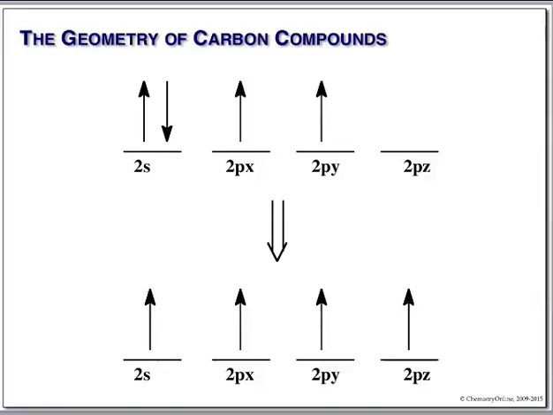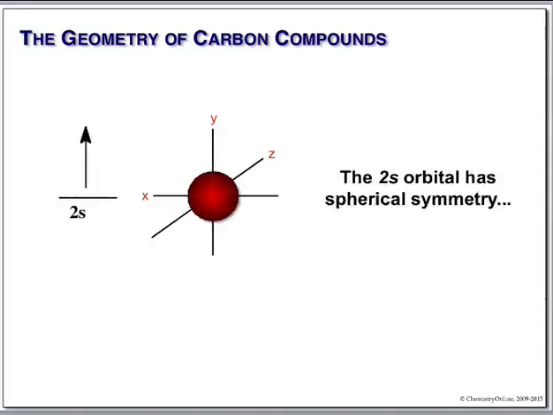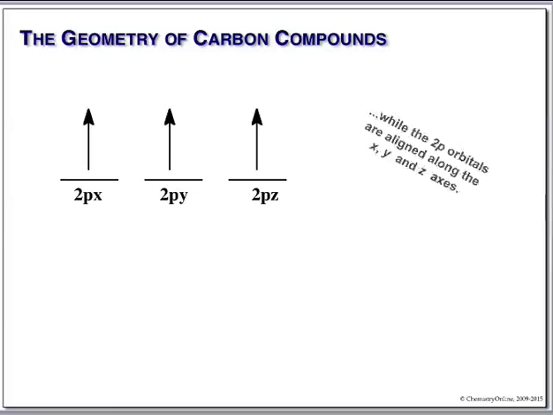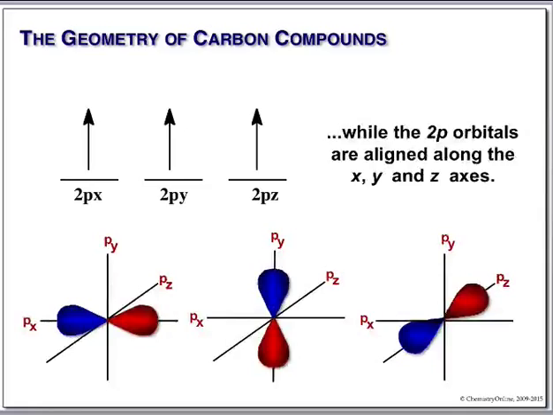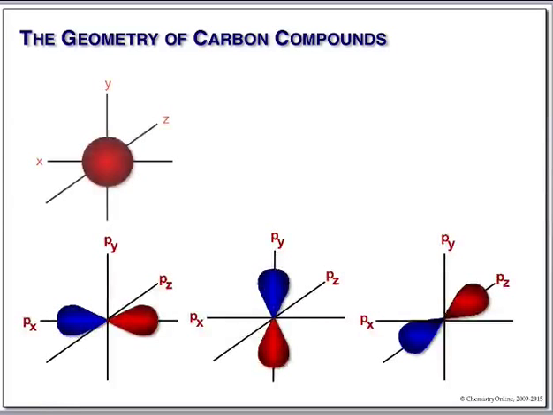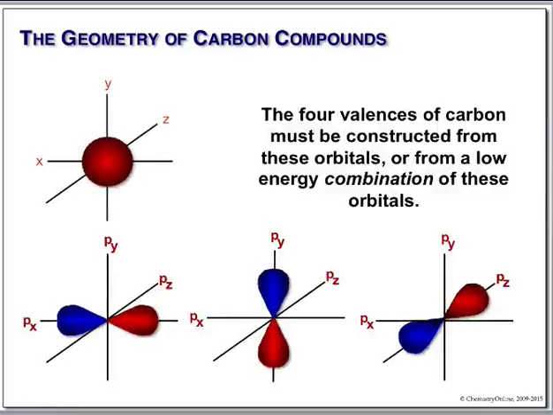Now let's think a little bit about the geometry of carbon compounds. Geometry and spatial things are going to be very, very important in organic. We have 1 electron here in the 2s orbital. You remember what we said about s orbitals some time ago, is that they are spherical, so they have spherical symmetry. We have 3 electrons in p orbitals. Again, these are oriented on the x, y, and z axes, 90 degrees to each other, obviously totally different symmetry than we had for the s. So we're going to have to make our 4 bonds using spherical symmetry combined with these 3 things.